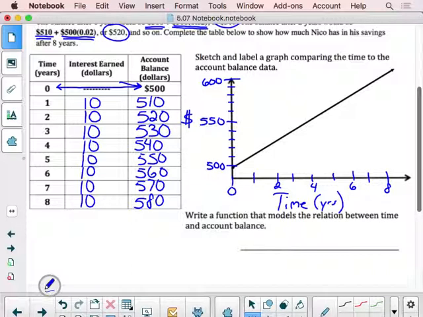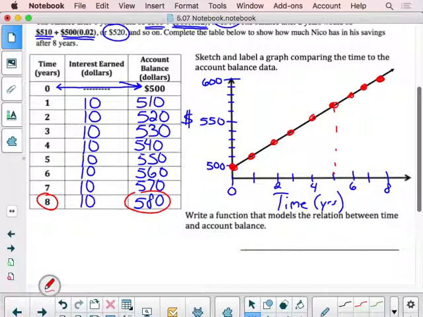And now we plot our points. We know that we started at 0, 500. And we know that at year 8, we're up to 580. So the point 8, 580 is about right in here. And then we fill in the rest of our points. We know they're all going to be on this line, obviously, because this is a linear relationship. So I'm just basically going straight up and trying to hit the line here. You get the idea? And now we know that we've got a graph.